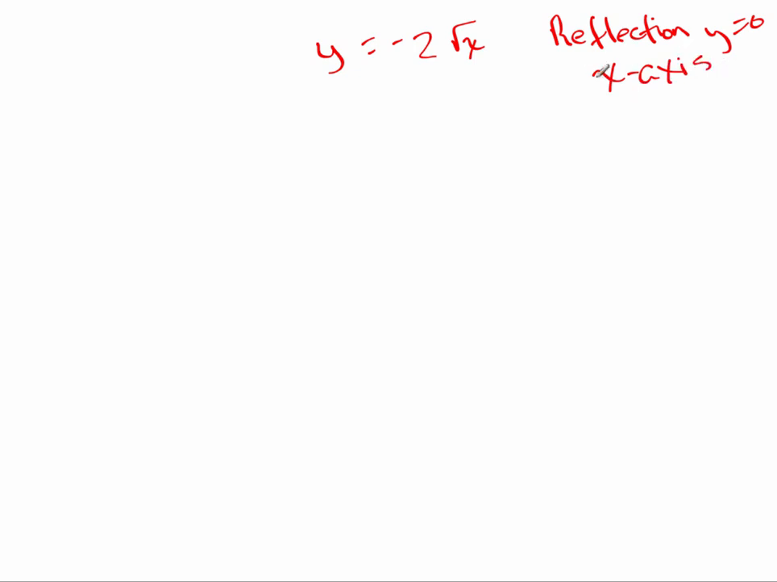Suppose we try another function. Suppose we try y is equal to minus 2 times the square root of x. Now, this is going to be a reflection across the x-axis. So it's a reflection across the line y equals 0, or the x-axis. It's also going to be a vertical stretch.